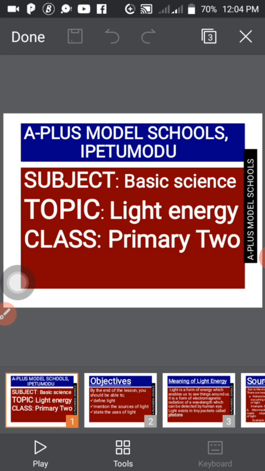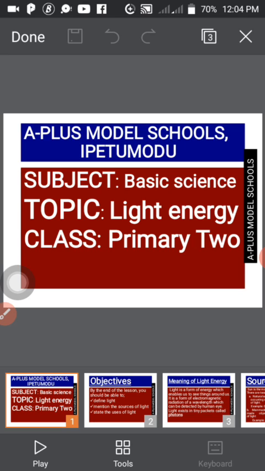We also talked about the forms of energy, which are electrical energy, light energy, sound energy, heat or thermal energy, and mechanical energy. And we have two examples of mechanical energy, which are kinetic energy and potential energy. I hope you really understand all we did in our last class.